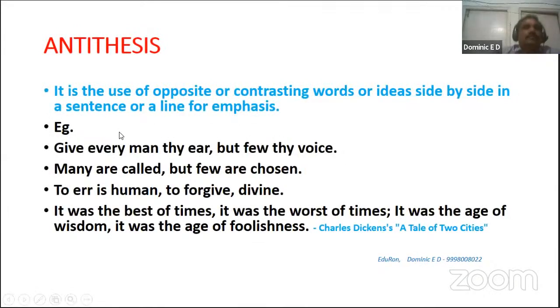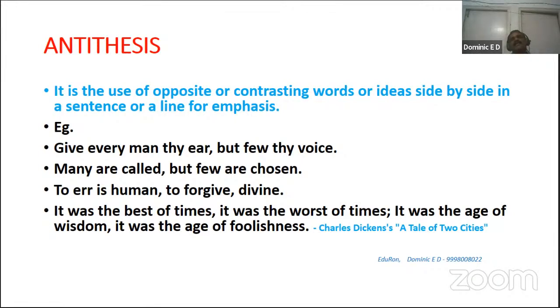Antithesis is the use of opposite words or contrasting words or ideas side by side in a sentence or line for emphasis. So antithesis, one idea put against another idea. Then only you can call it antithesis. Something like oxymoron, but in oxymoron you are using opposite words within a single line, but they are coming so close together, a single expression is created in oxymoron.